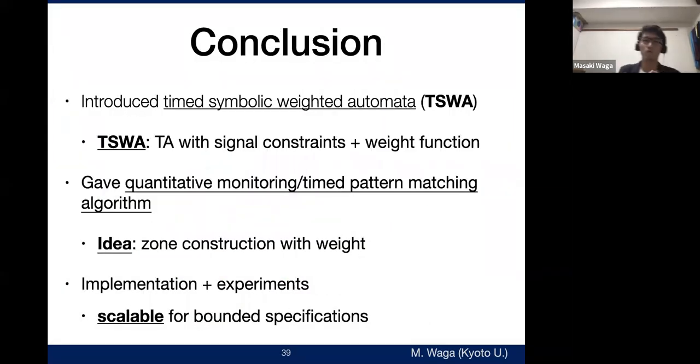So in conclusion, we introduced timed symbolic weighted automata, TSWA, which consist of timed automata with signal constraints plus a weight function to define the quantitative semantics. We gave a quantitative monitoring and quantitative timed pattern matching algorithm using zone construction with weight, and also the shortest distance algorithm. Our experiment results show scalability for specifications with a bound on the length of the matching, and I suppose this is practically good enough. So this is the end of my talk, and thanks for your attention.